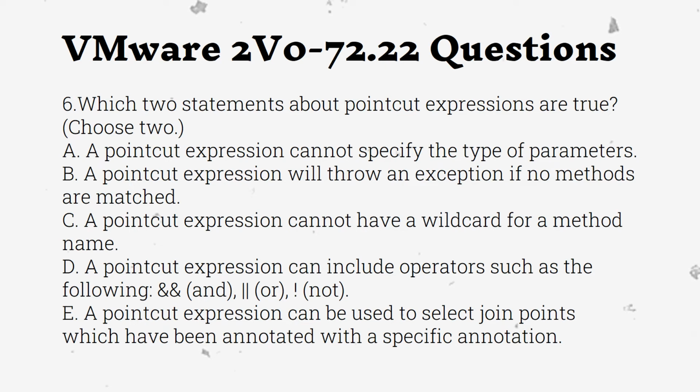D. A pointcut expression can include operators such as the following: and, or, not. E. A pointcut expression can be used to select join points which have been annotated with a specific annotation.